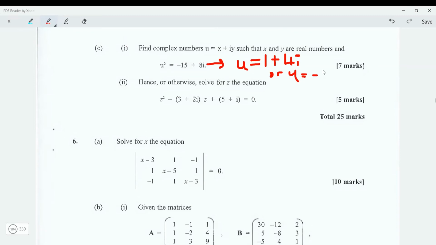Minus 1 minus 4i, and we're done. Nice. Now it's a "hence," we're supposed to solve this little quadratic right here. So let me copy it.